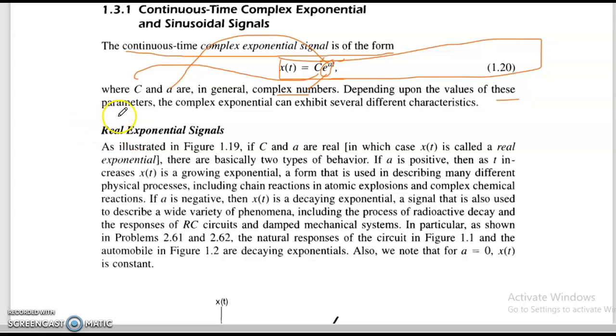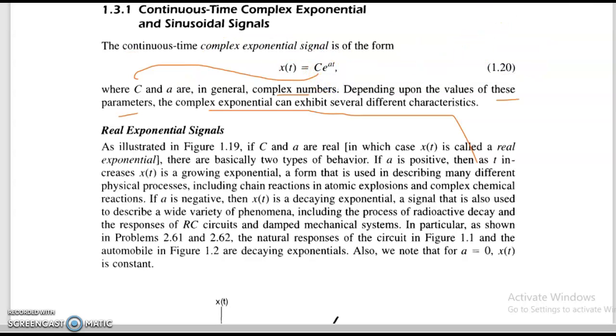Depending upon the values of these parameters, the complex exponential can exhibit several different characteristics.